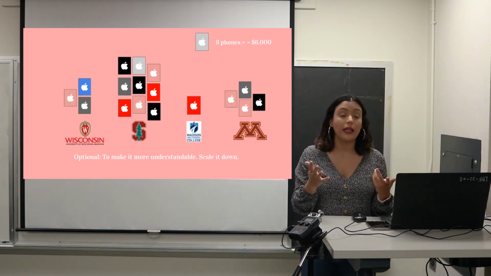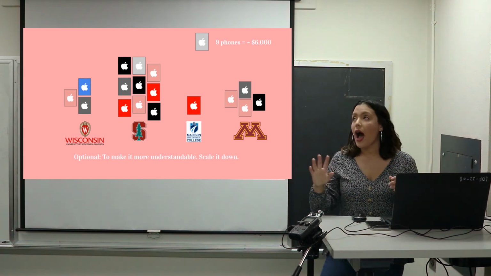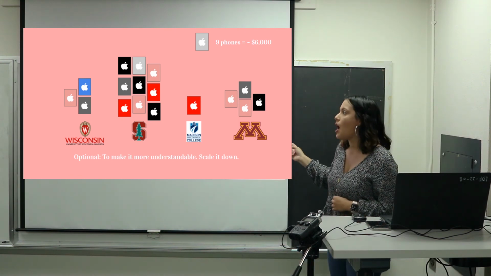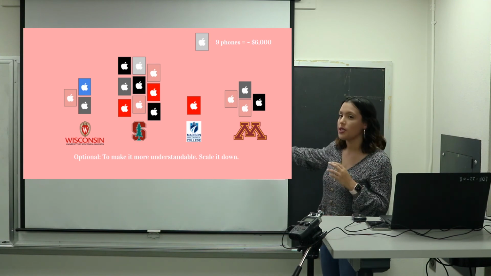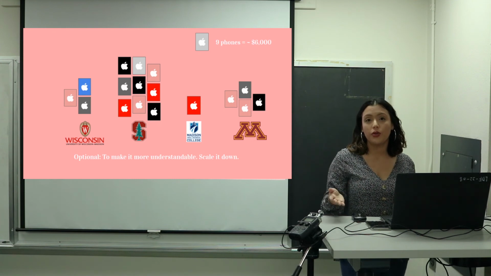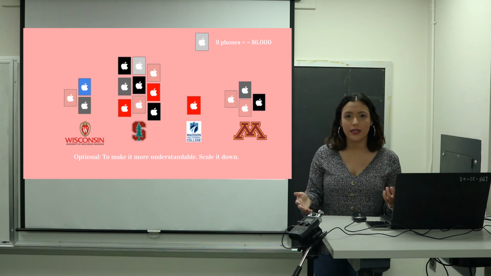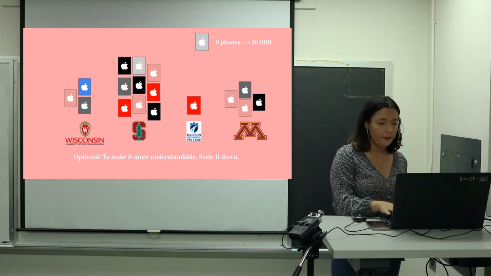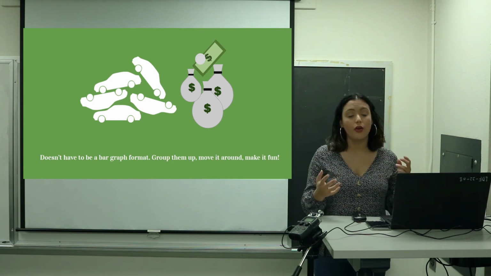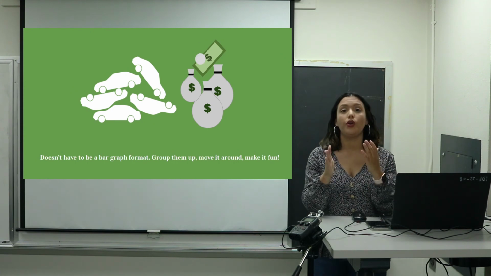You can combine things to make it easier to understand, so you can scale it down. So I can say that 9 phones is about $6,000. This is a lot easier to understand than all of the phones that I had before. It's really up to you to choose your scales and tweak your scales in a way that's going to make sense for your own representation. And again, we don't want to have a bar graph format. Group them up, move them around, make it fun. Choose your representation for your unique needs.